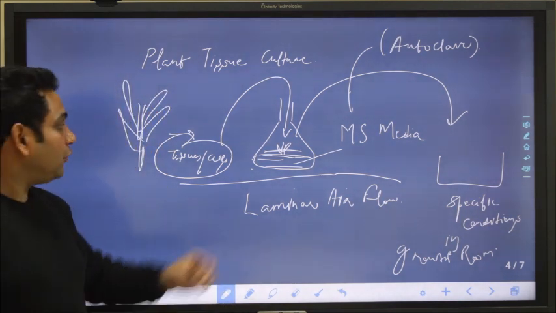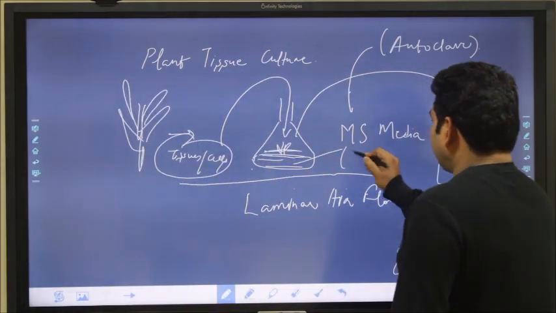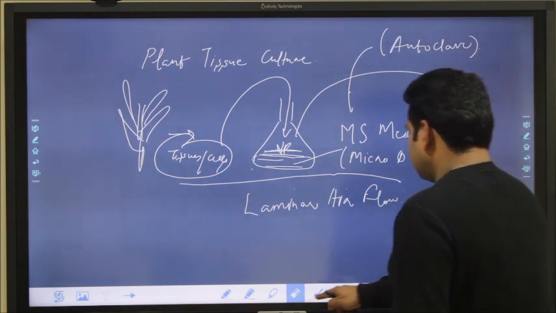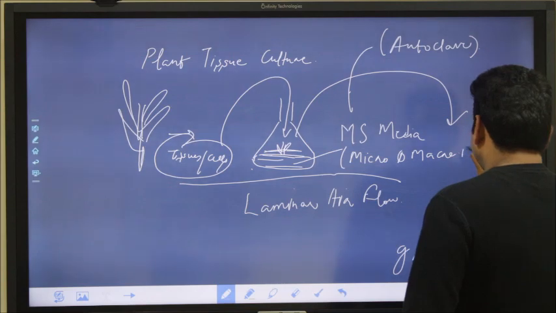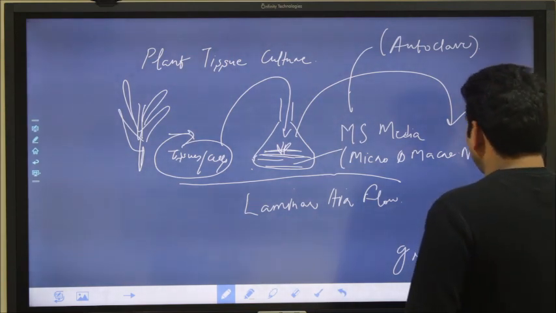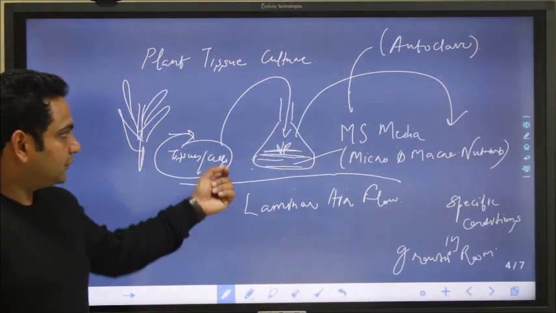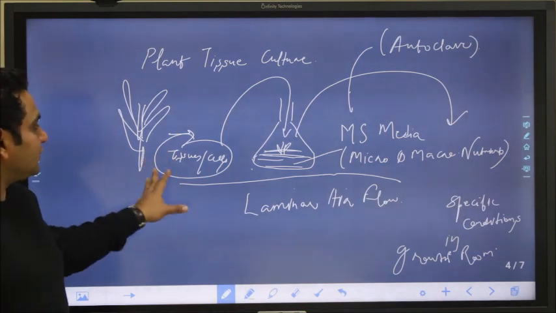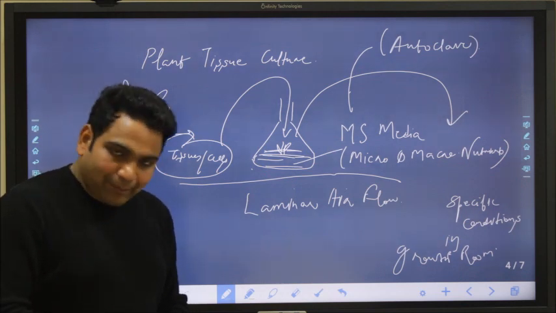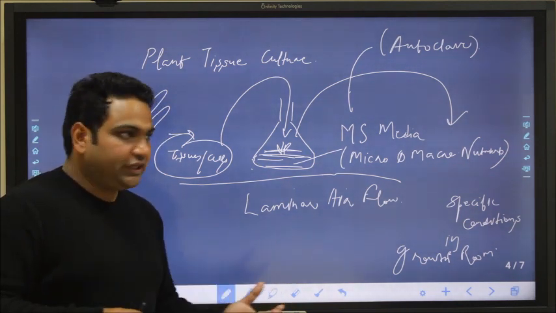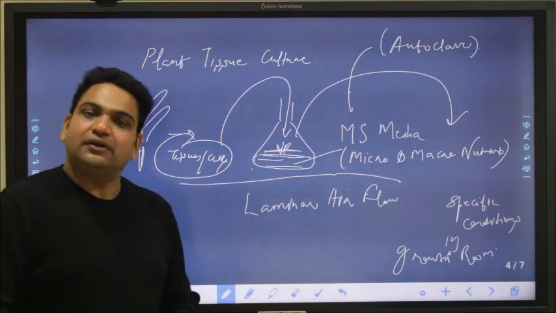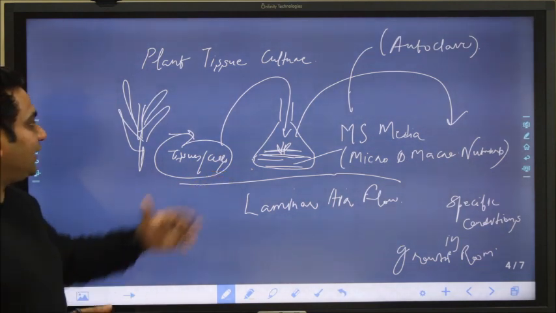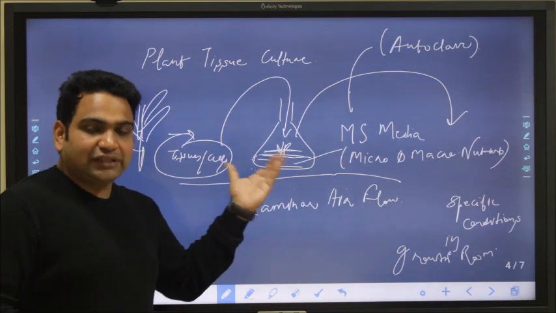So we have prepared MS media, which has all the micro and macronutrients useful for the growth and development of that plant. First of all, we used tissues and cells of plants. We inserted these tissues and cells into the nutrient media called MS media, the Murashige and Skoog medium, which has all the essential micro and macronutrients. The flask containing the plant in MS media will then be kept in the growth room.